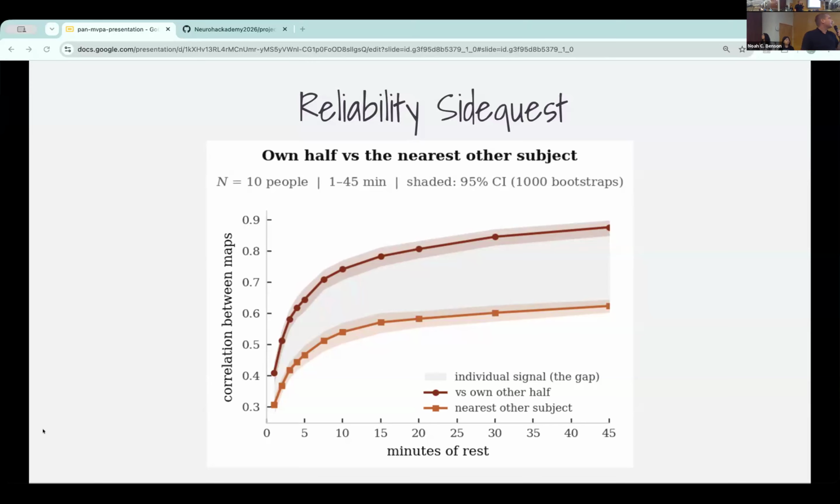I guess the takeaway from this is that brains are quite similar between the nearest other subject and the individual we're interested in. But there's also a gap between them, so there is, of course, some individual signal as well.